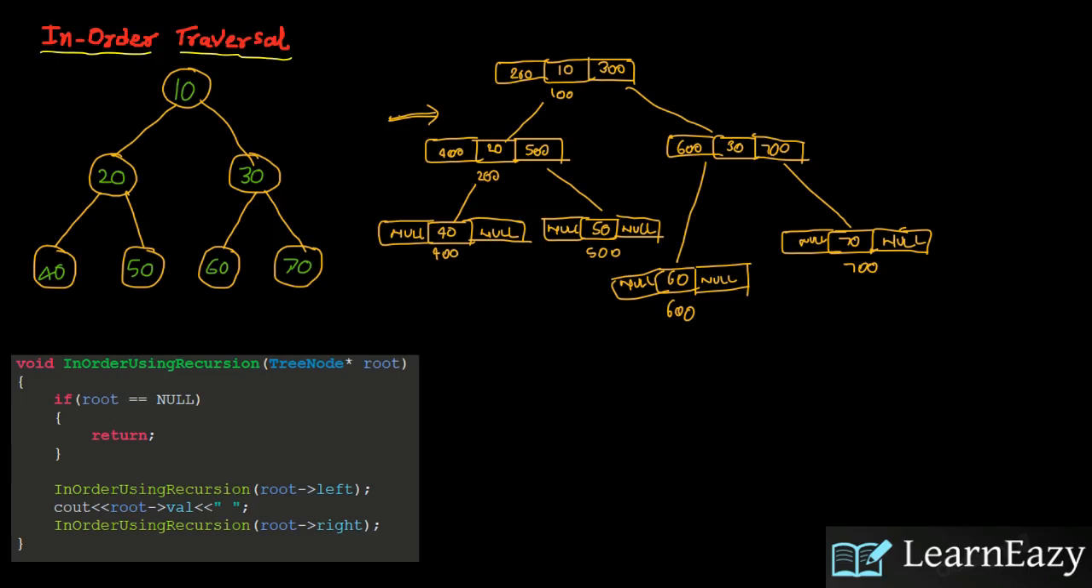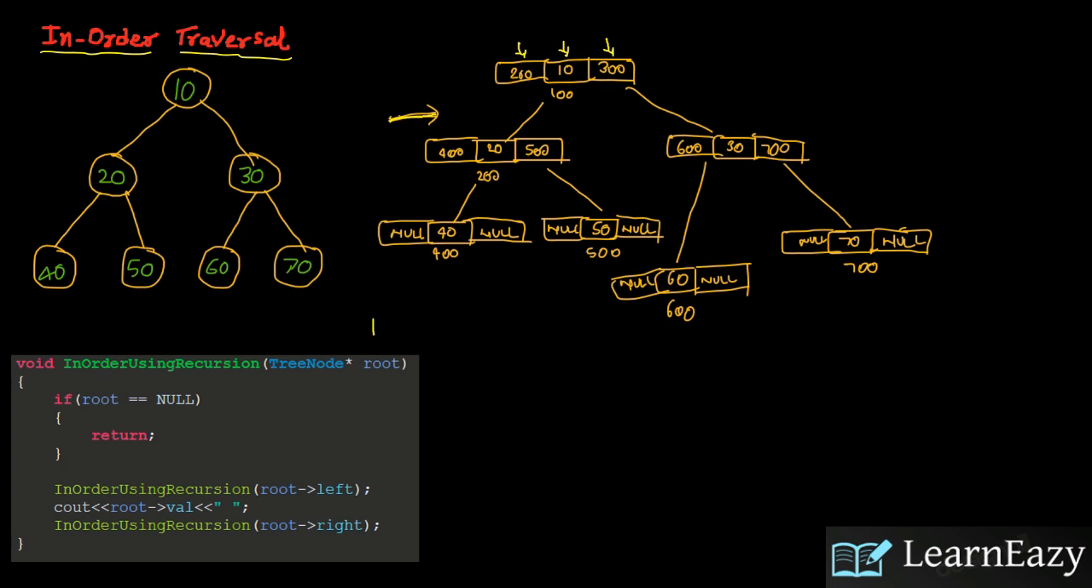Let's see code for in-order traversal using recursion. Generally, this tree looks like this. Every node has a left node address, a node value, and a right node address. If you don't know about recursion, go back and watch my recursion videos.